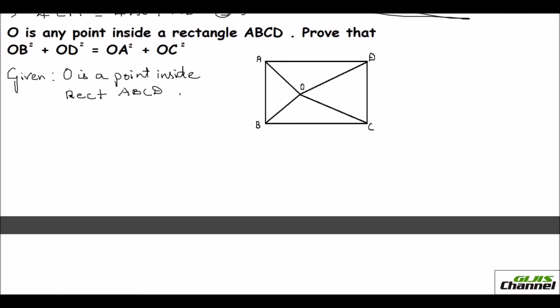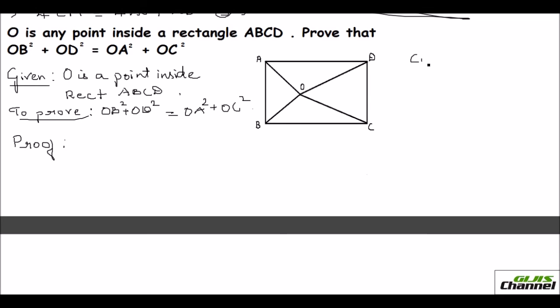Now we need to prove OB square plus OD square equals OA square plus OC square. Let me draw a construction before the proof. So I write the construction here. Draw PQ parallel to BC or AD. So let me draw that. I'm just drawing a straight parallel line which is parallel to your BC, and I name it as P and Q.